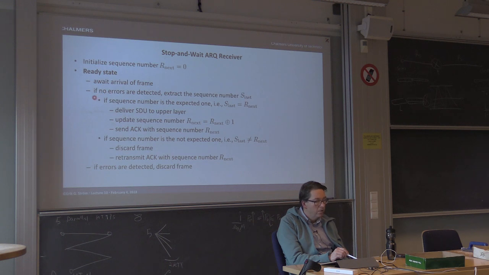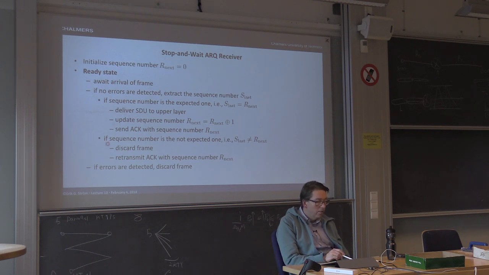Okay. When a frame arrives, it checks for errors. If no errors are detected, it extracts the sequence number from the received frame. If the sequence number is what it expects to see, that is that S last is equal to R next, then it's the right frame. Then it delivers the service data unit to the upper layer, updates its sequence number, because then it would like to see the next frame. So R next is equal to R next plus 1. And then sends an acknowledgement with this sequence number to the transmitter.